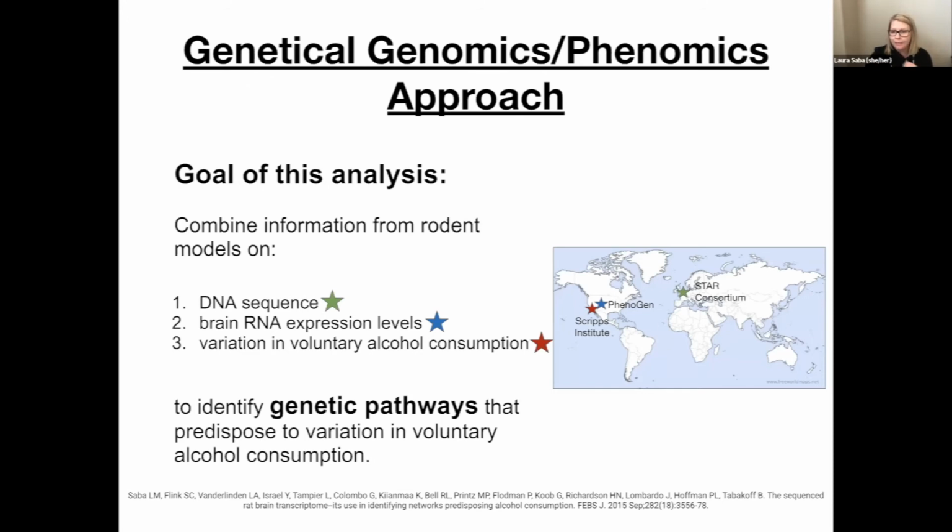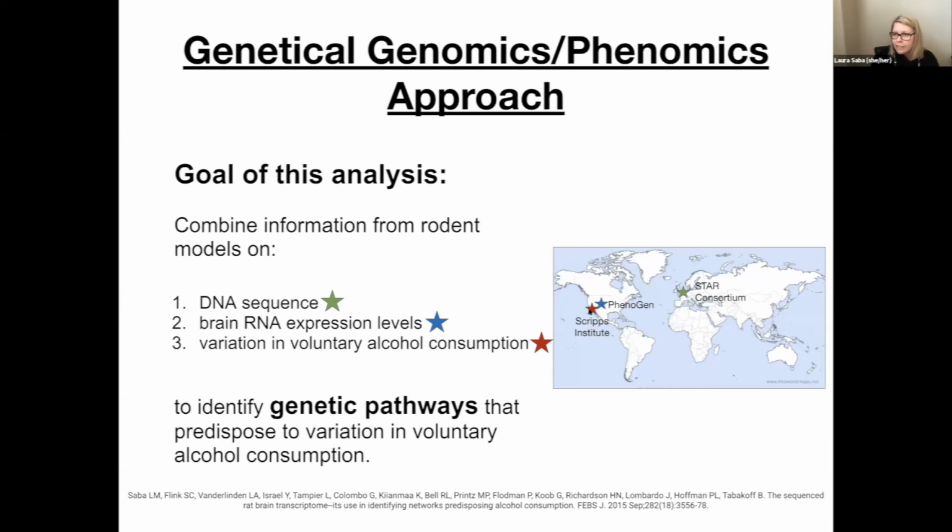And why I specifically put the map here is because I wanted to highlight one of the advantages of the HRDP: the DNA sequence that we used in this particular analysis was gathered by the STAR Consortium in Europe, whereas the brain RNA expression levels were gathered as part of the PhenoGen project in Colorado. And then the voluntary alcohol consumption was done by a group at the Scripps Institute in California.